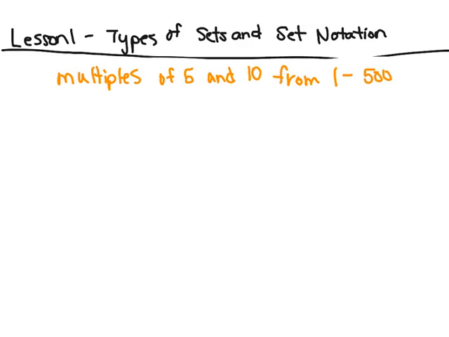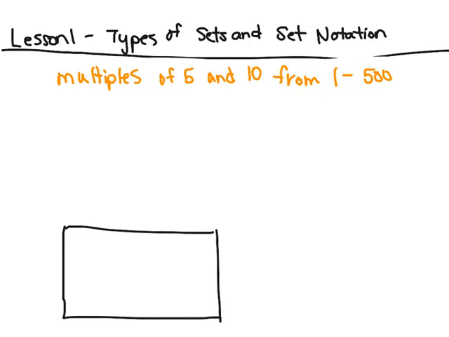Okay, so we want to express with a Venn diagram and with set notation the multiples of 5 and 10 from 1 to 500. And we also want to write any subsets, disjoint sets, or complementary sets we have. So if we are to write our square, we will call this S, all the numbers, set S. And S would be equal to 1, 2, 3, 4, all the way to 500. So any numbers between 1 and 500.